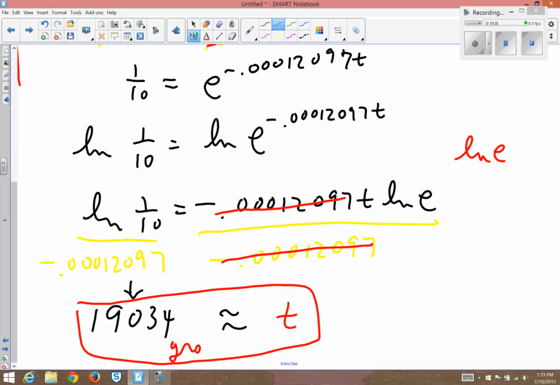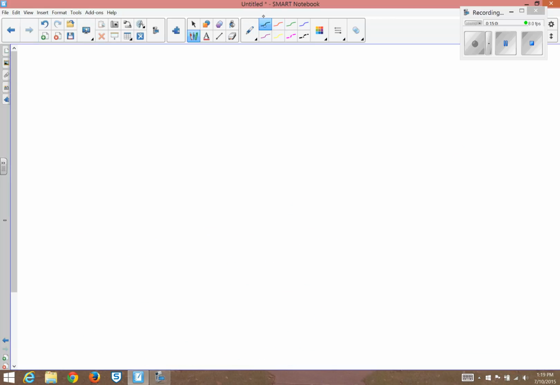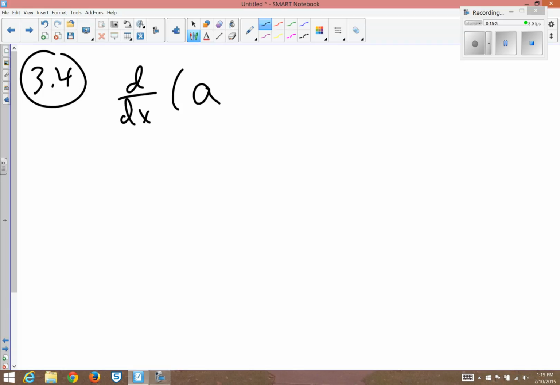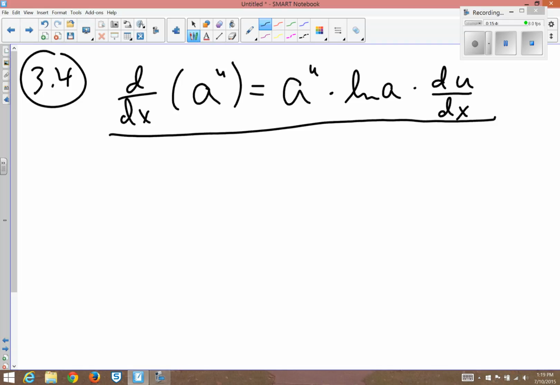In chapter 3, section 5, the goal is to just learn a couple more derivative formulas. We might have mentioned these already. One is the derivative with respect to x of any number raised to the u, is itself times the natural log of that number times the derivative of the exponent with respect to x. I believe we've already talked about that. I'm going to say some more.